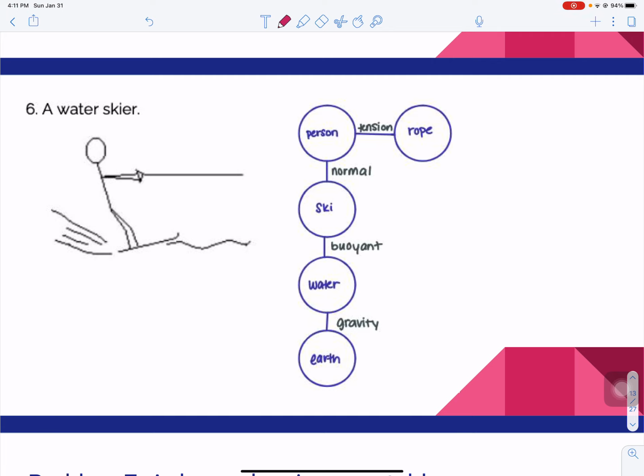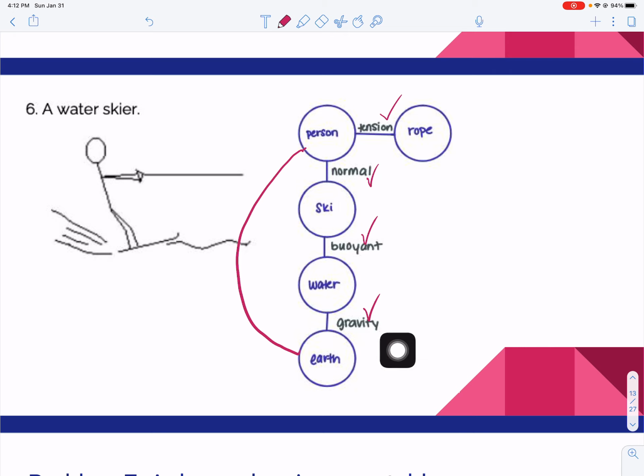Okay, so tension and rope, I agree is correct. Person and ski, I agree is normal. Ski and water, I agree is buoyant. Water and gravity, I agree is gravity, but we also need to connect the person is interacting with the earth. We can't go in a chain and say, oh, the person therefore is interacting with the earth because I've connected all of these. The person needs to have their own interaction, and I'll tell you why.